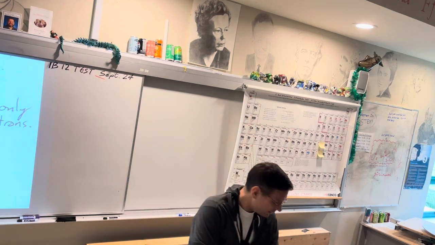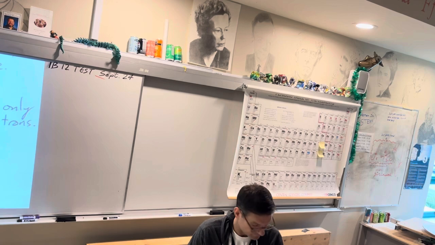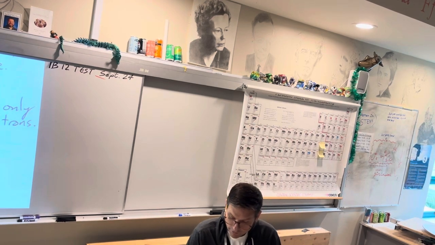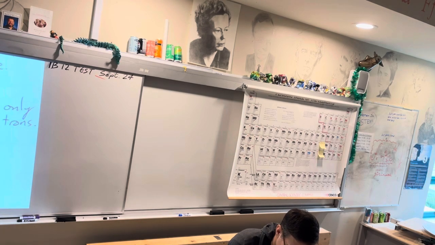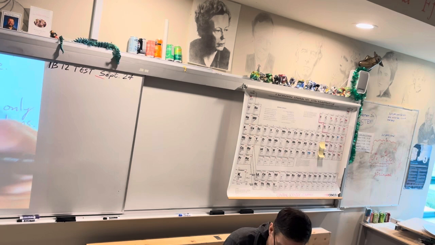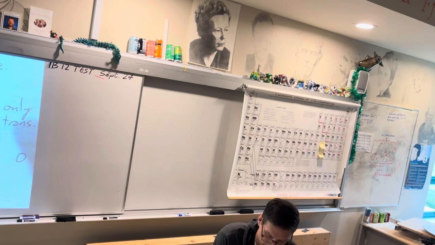Okay, so draw a Lewis structure for the following. Draw it for beryllium, for fluorine, for carbon, for nitrogen, and for oxygen.